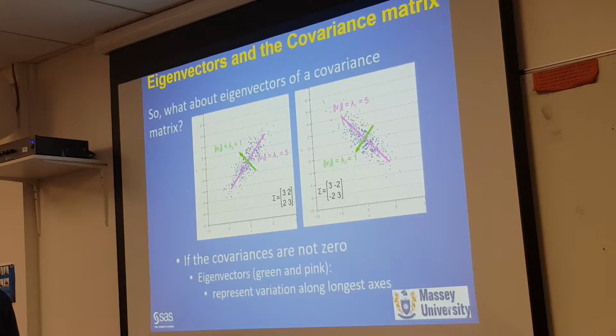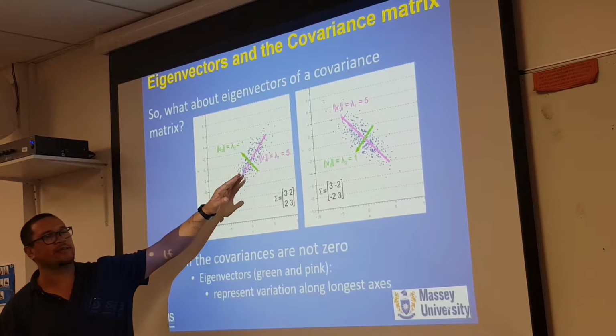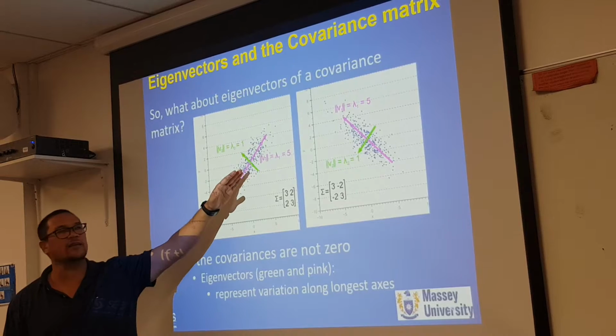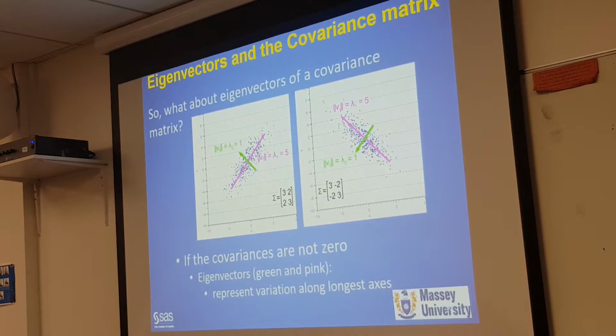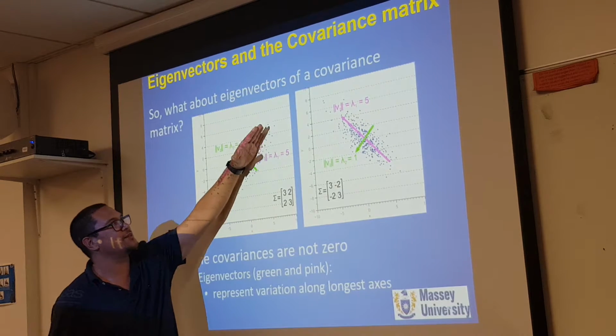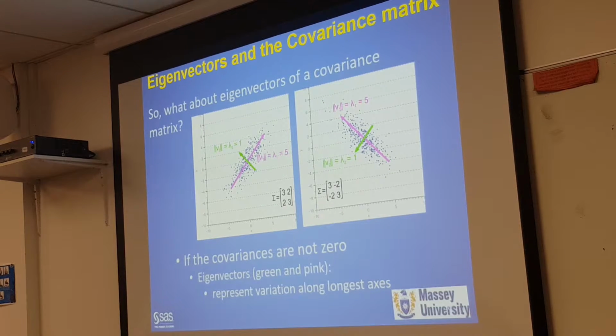If the covariances, however, are not zero, then you've got structure in the data, and you can think about being able to reduce that through PCA. And your eigenvectors, remember, are just those axes that go through that data cloud that represent the variation along the longest axes.